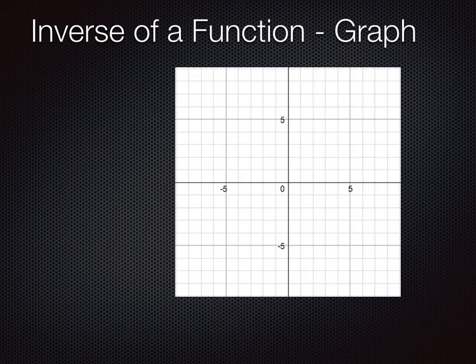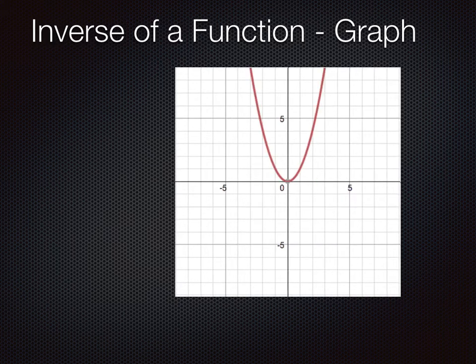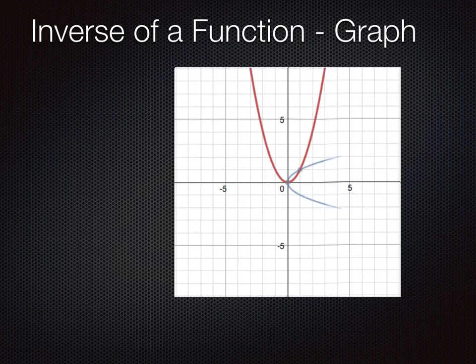So we'll start with our coordinate plane, and we'll show you what this looks like. First, we'll start with a quadratic function, a parabola. This is the regular function. This passes the vertical line test. It is a function. And its inverse looks like this.